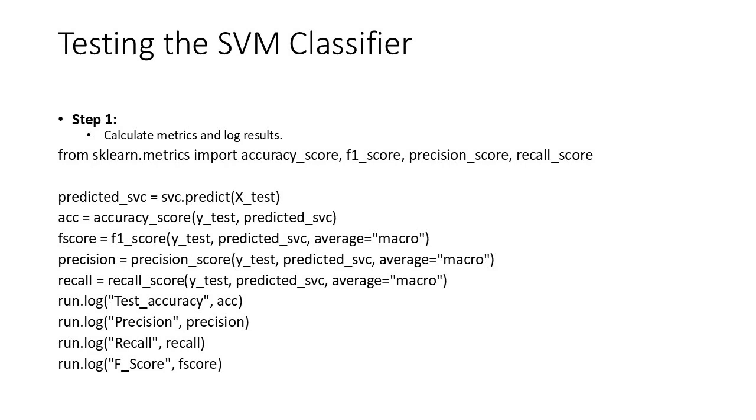SVC is the SVM learned from the training data. After learning, this SVC contains all the learned data. So now you are using this SVC to predict on the test input data, using only the X test. You have to get the y test. So here you have the predicted values.